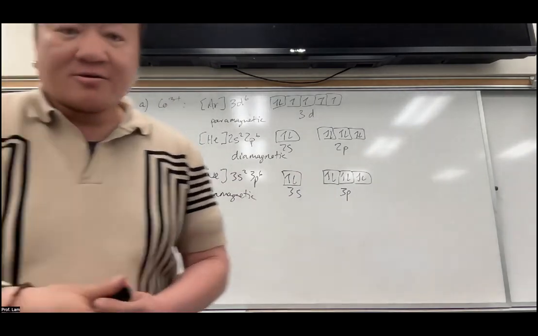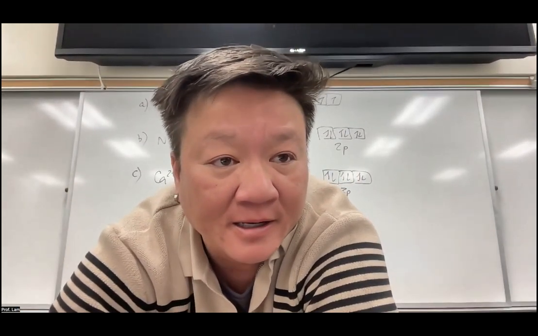Right, yeah, so make sure you can do that, right? Draw, do the ion configuration, and then also draw the orbital and say whether it is paramagnetic or diamagnetic.